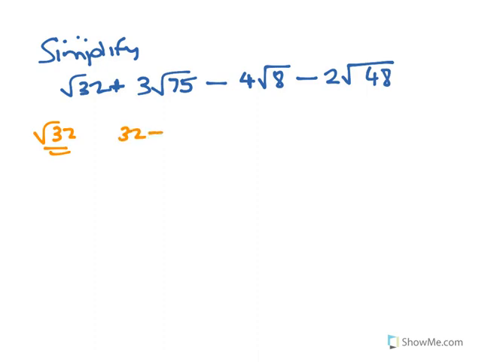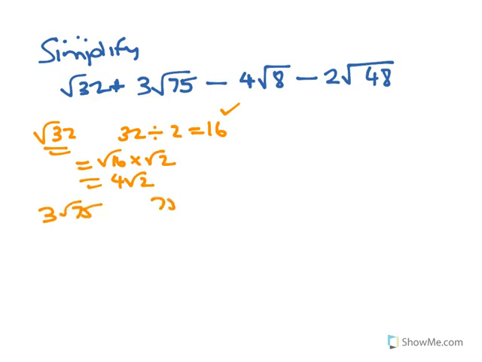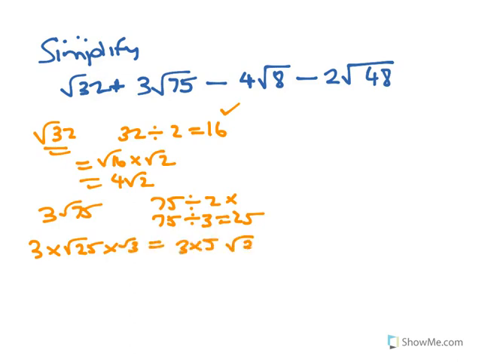Root 32, so it's easier sometimes just to divide by 2. Yay, we get 16, which is square. So it's root 16 times root 2, which is 4 root 2. 3 root 75, so let's go 75 divided by 2, no, 75 divided by 3 is 25. So it's 3 times root 25 times root 3, which is 3 times 5 root 3, which is 15 root 3.